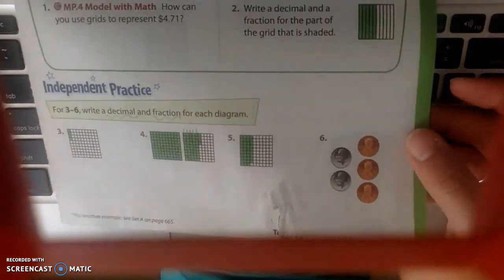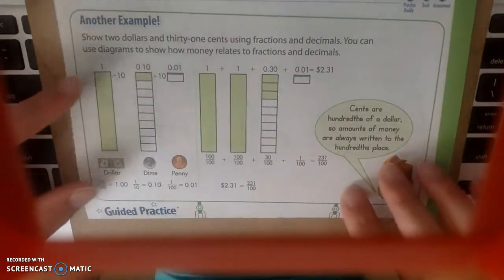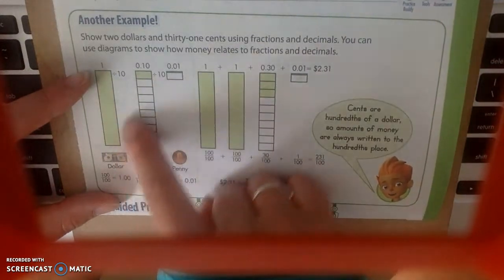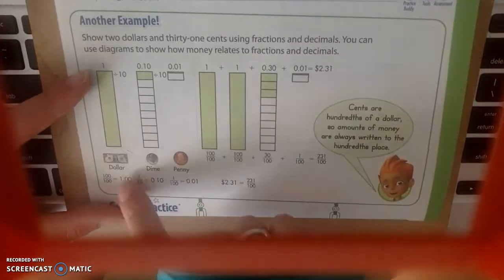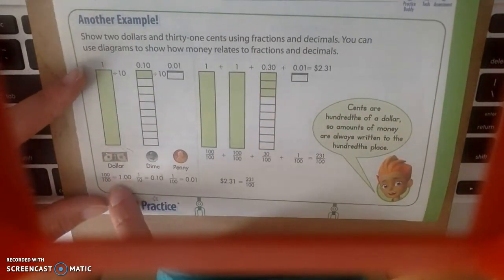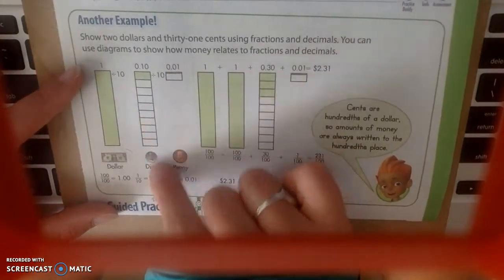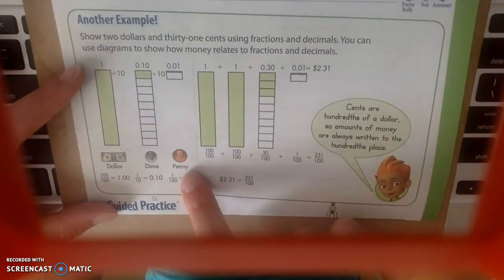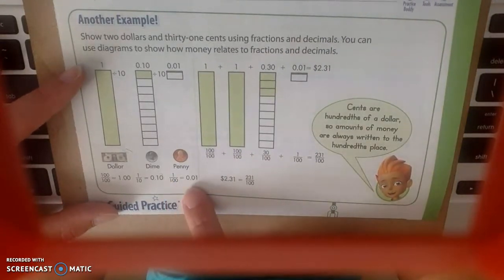We'll go ahead and just take a look at our assignment, and if you guys have extra questions, you can let me know. So I'm looking at page 629, it's our guided practice, and if you look up here, this is just kind of what I was talking about with the money relation to the decimals and to the fractions. You've got 1 whole, that's 100 hundredths, that equals 1 as a decimal. You've got a dime, which is 1/10, 10 cents. And then a penny would be 1/100th. You'd write that as a fraction and as a decimal here.